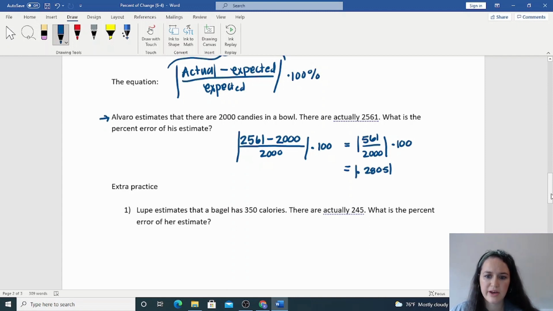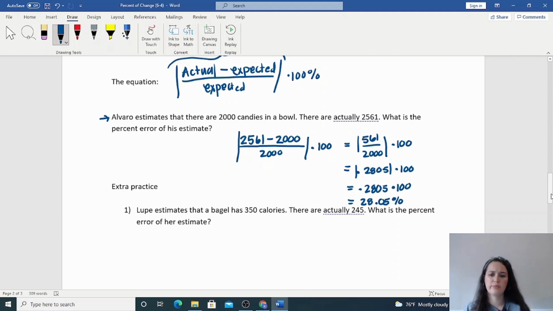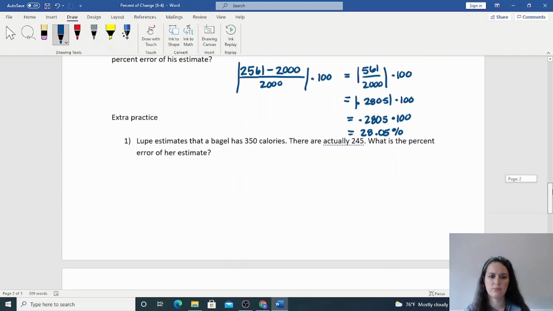So 561 divided by 2,000 is going to be 0.2805. Again, there's my absolute value bars. However, they don't do anything for me here because it's already positive. So really it doesn't change anything. It does show me I'm measuring some sort of distance from actual to expected. All right, and so this is going to be 28.05%. Okay, so that was the percent error because he was off by about 500 candies. So that's going to be about 25%, a little bit more than that, right? So 28.05% error.